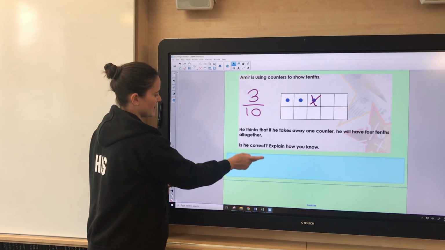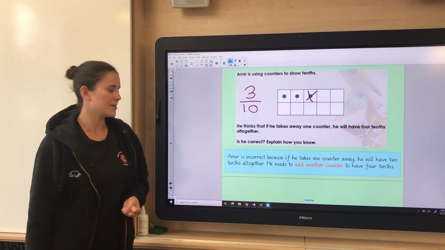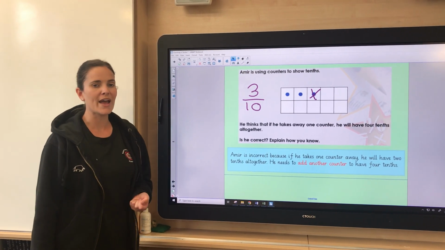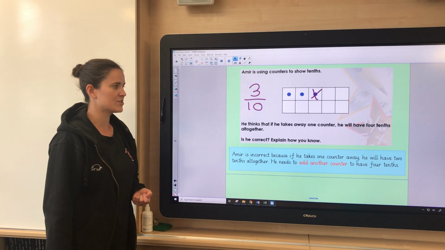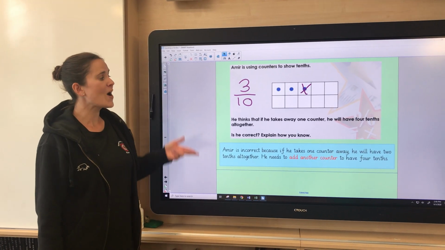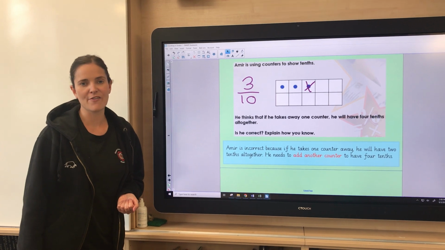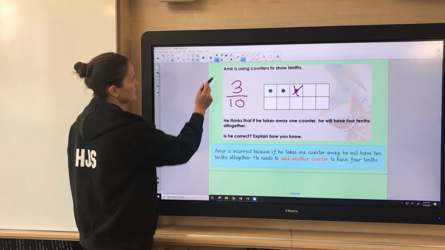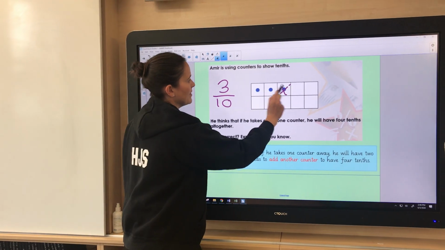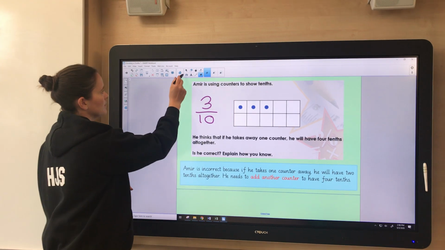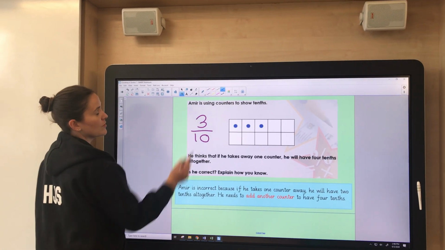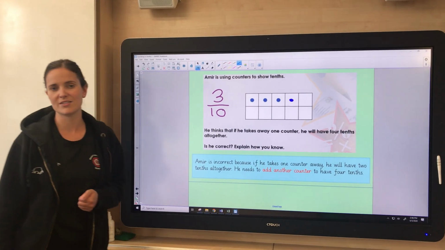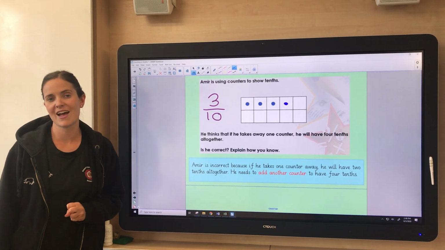So I've written underneath here an example of an answer. Amir is incorrect because if he takes 1 counter away, he will have 2/10 altogether. He needs to add another counter to have 4/10. So if I show you that on here, rather than taking away a counter, for Amir to have 4 counters, he needs to add another one in the grid. And you can show me that as part of your answer as well, if you like.